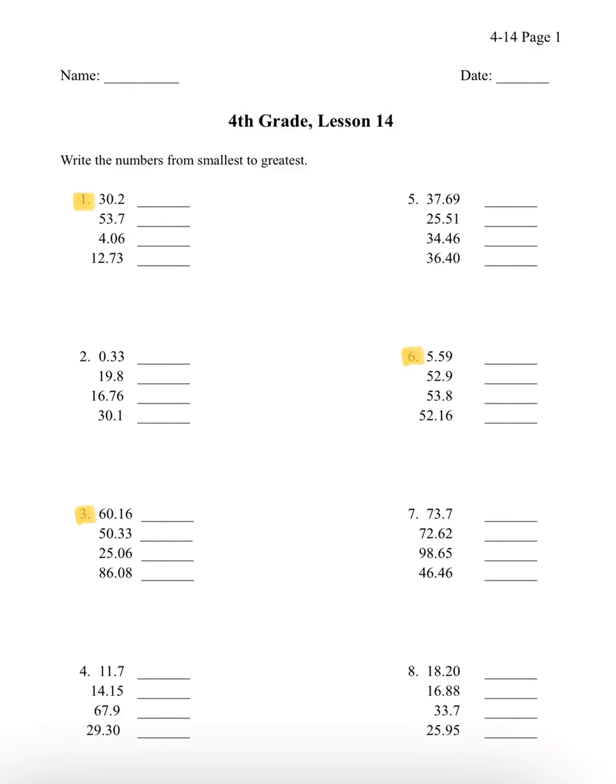Let's get started. So let's read the directions first. It says, write the numbers from smallest to greatest. So I'll be going over number 1, 3, and 6. Let's start with number 1.